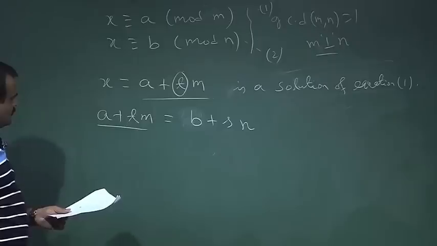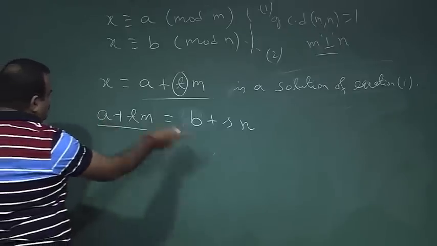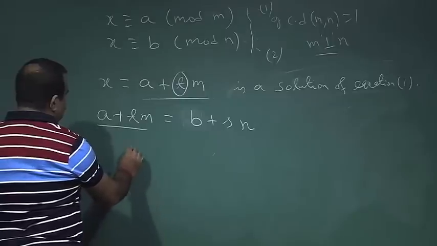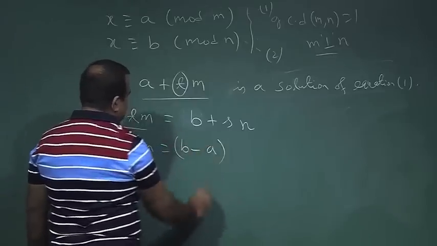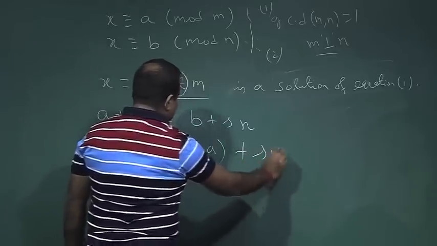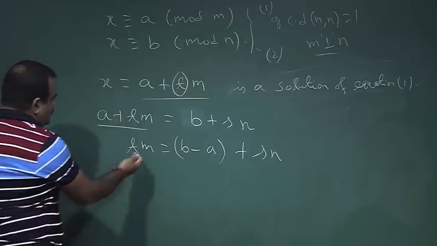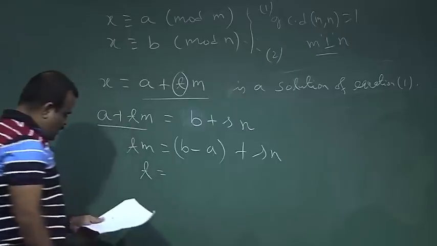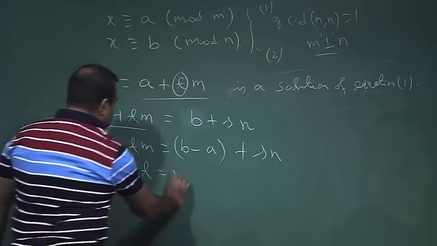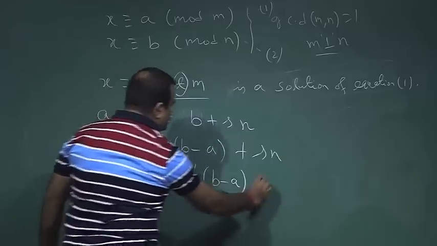Okay. So, now the question is how we can get t. We can take this to that side. So, t m is equal to b minus a plus s n. Okay. So, basically t is m inverse times (b minus a) mod n.